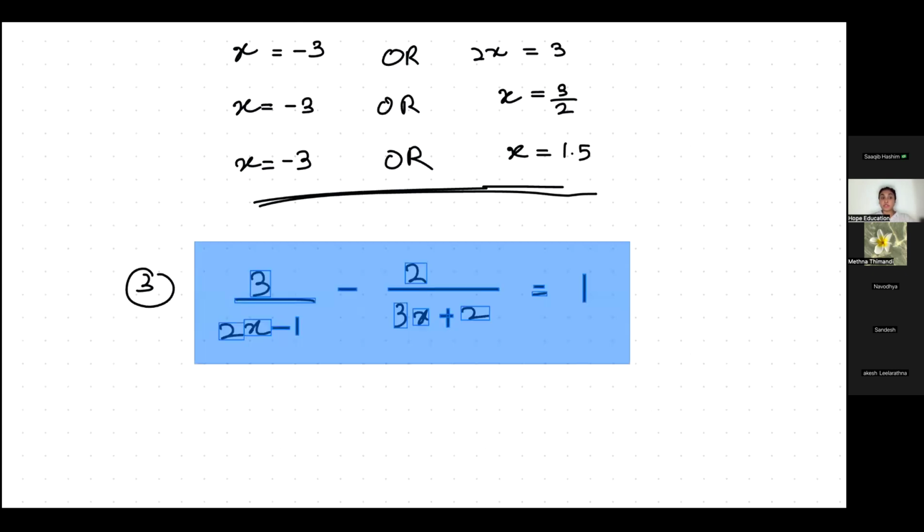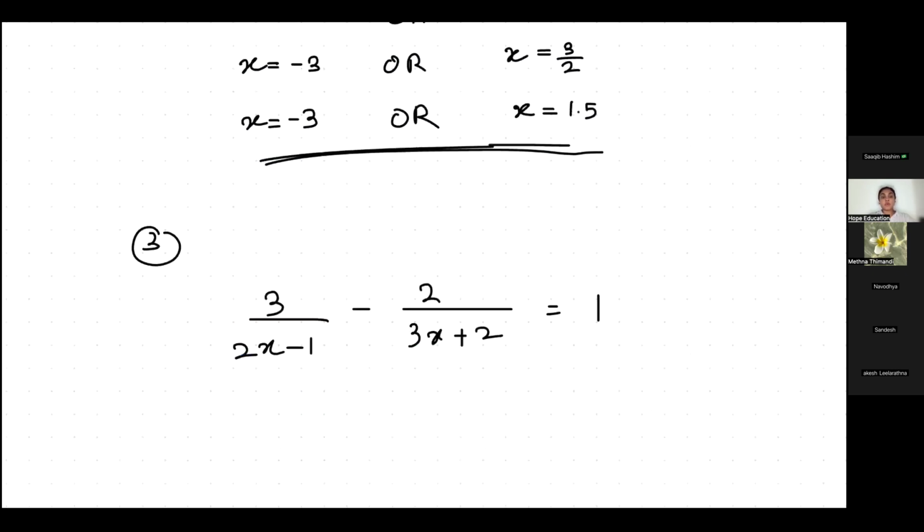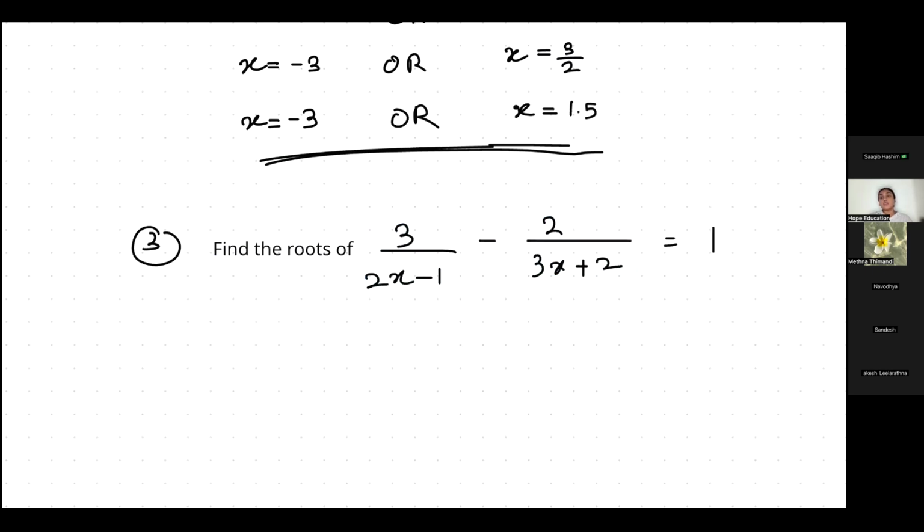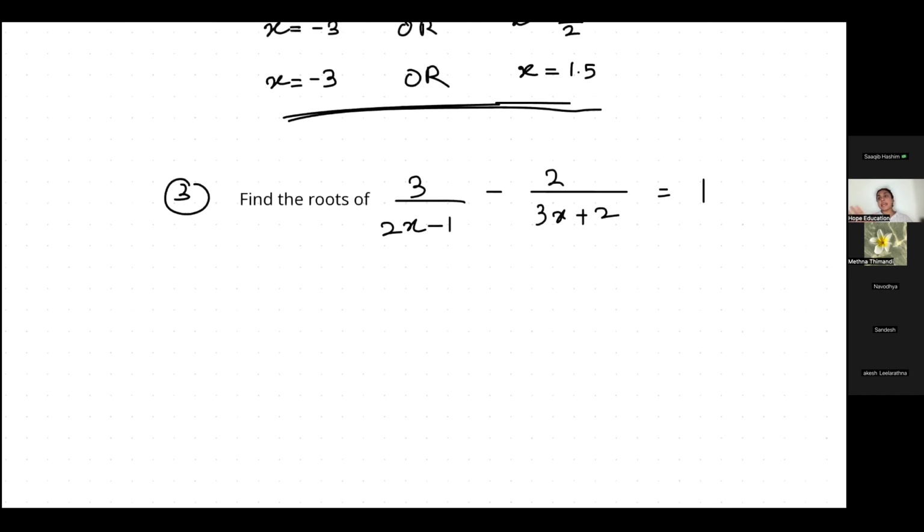Before giving the question, they say find the roots of this equation. Whenever they say find the roots of, that means they are asking you to solve this as a quadratic expression or a quadratic equation. Now you first have to convert this to a quadratic equation. At the beginning you don't understand how to do this. But we can see two algebraic fractions. So what we are going to do is find the LCM.